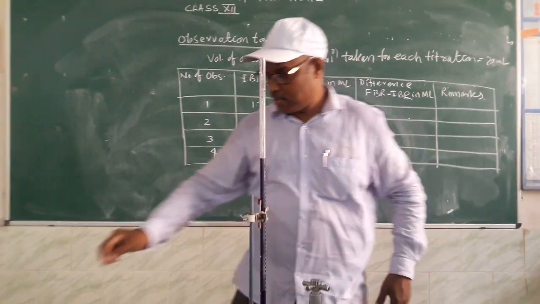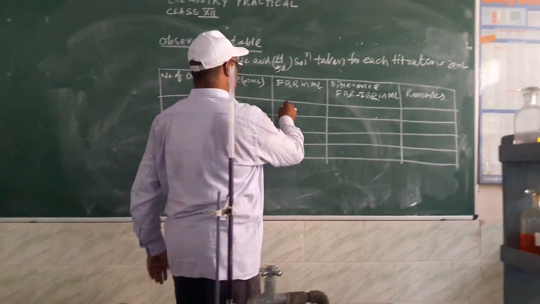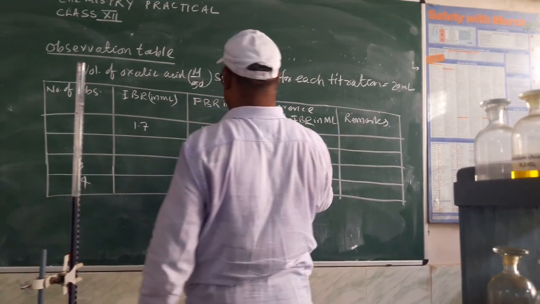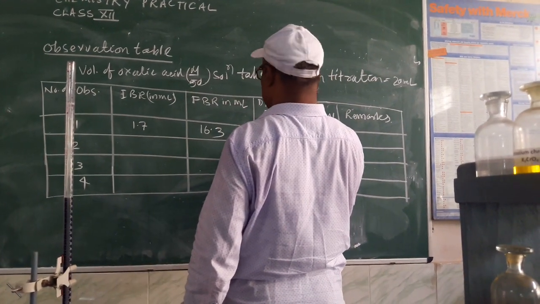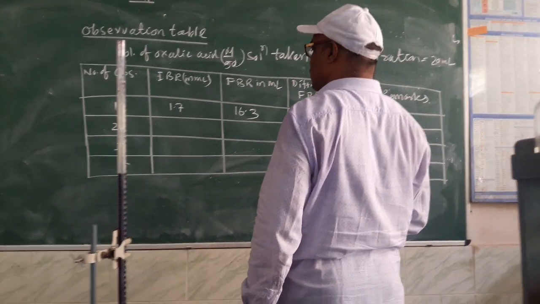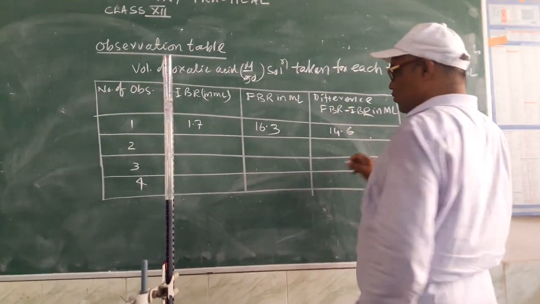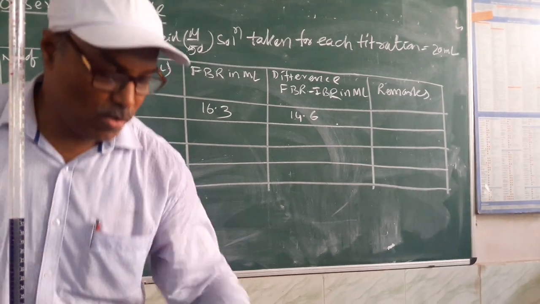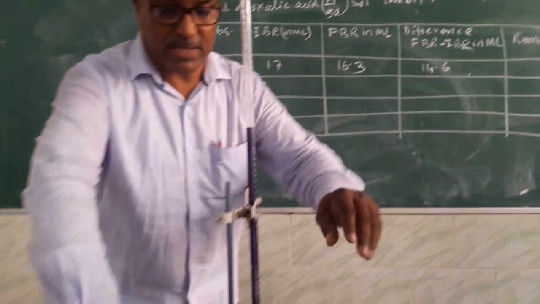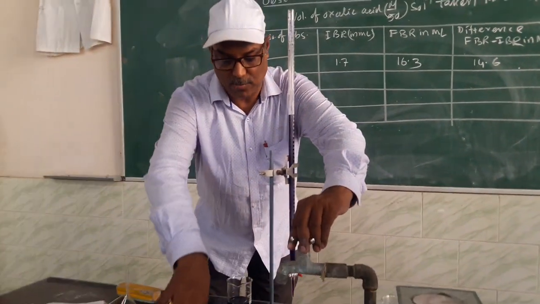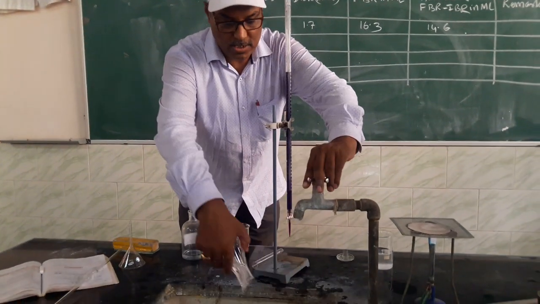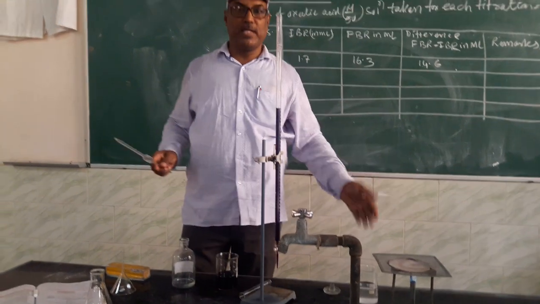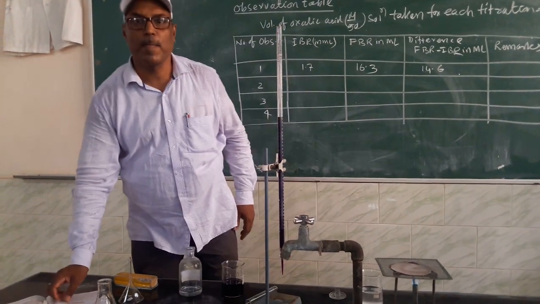So write down here the final reading is 16.3. The difference will be 14.6. Okay. So in this way, we will throw this solution, and again we will repeat this experiment. Throw the solution, wash it carefully twice, then take again 20 ml of oxalic acid and repeat the experiment 3 times. Okay.